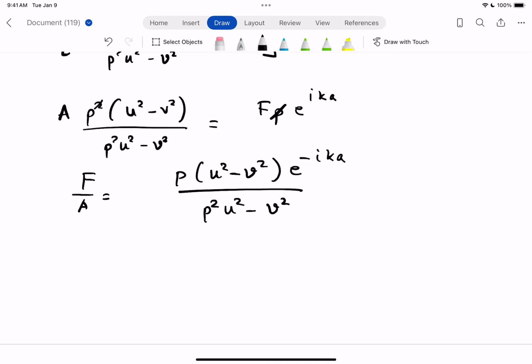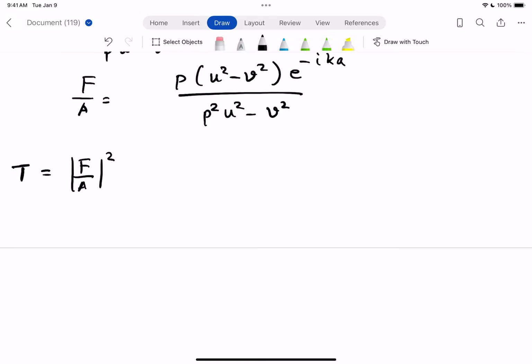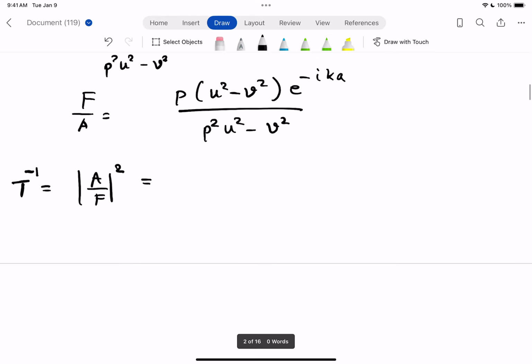What we need to do now is calculate the transmission coefficient, which is f over a squared. And actually we'll see later on that it's more convenient to calculate T inverse. So let's just do that. So T inverse is equal to a over f, so the inverse of what we got, absolute value squared. Okay, so how do you calculate the absolute value of a quantity? Wherever you see an I, it just gets replaced by a minus I.